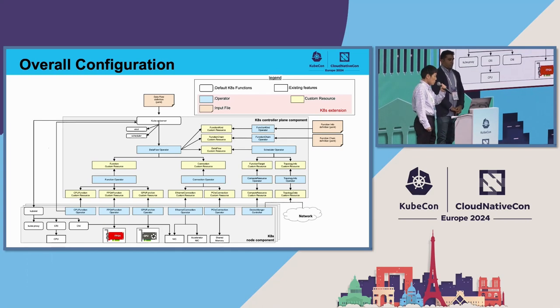Finally, we will show the overall picture of our system. Implementing just a few resource types we currently support, the scale of our system is about this, not so small. And operators for each resource type are deployed on the node components. On the other hand, other operators and custom resources are deployed on the controller plane components. And we also make use of the default Kubernetes functionalities, such as the Kube API server and so on. For example, as we mentioned in the previous slide, the CPU function operator and GPU function operators launch the pod by using these functionalities. That's a brief explanation of our system. So let's move on to the live demonstration.